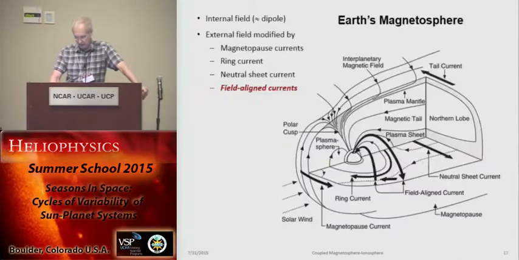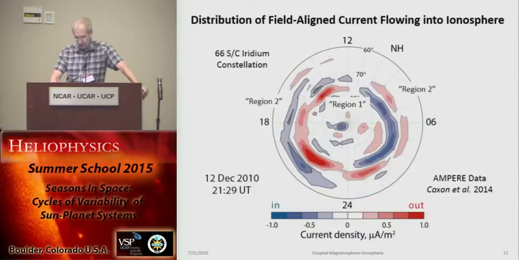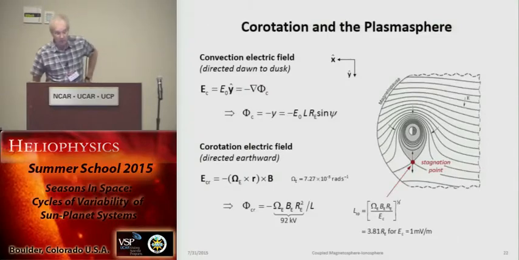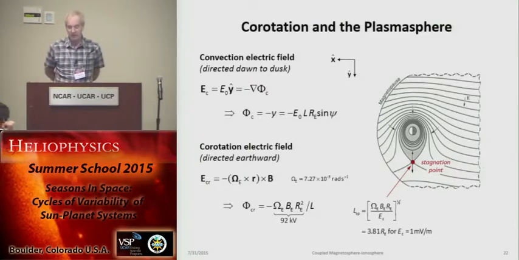I want to say some more on the persistent features, but there's one place where I have a little bit of hedge room here. I think I'd be derelict if I didn't say something about co-rotation in the plasmasphere.